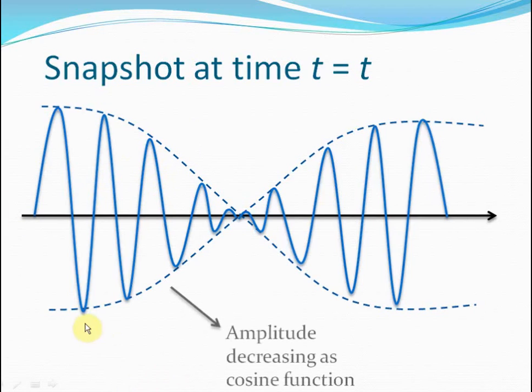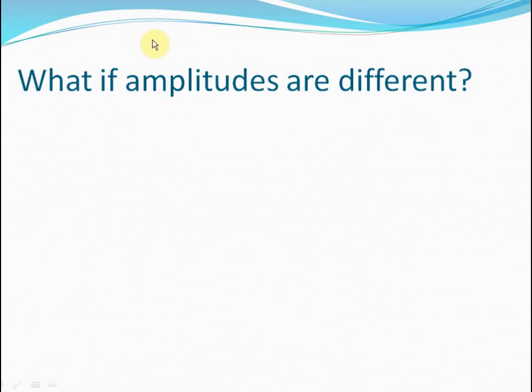You can see the amplitude here, decreasing and increasing as a cosine function. That's the only difference between this wave and the waves we've seen earlier. That was the equation when two waves with different frequencies and different wavelengths interact with each other.